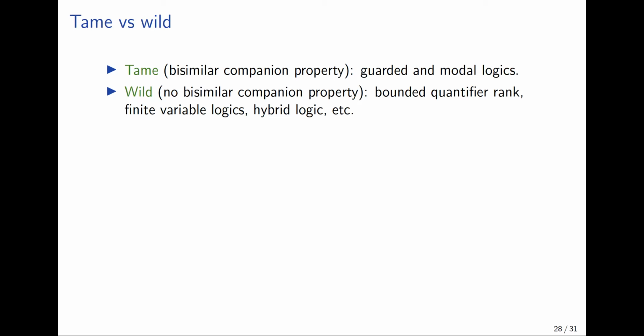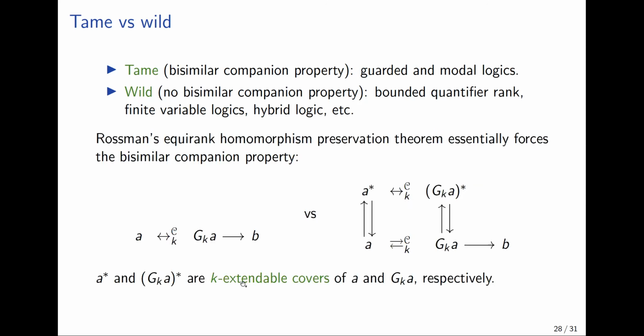So the question is whether you can actually force it somehow. And the idea comes from the work of Rossman. So this picture here is when you do have the bisimilar companion property, because then you can put this K bisimilarity relation in here, and you can conclude very easily that if A is in the subcategory D, then so is B. If you don't have K bisimilarity here, we can always put a K homomorphism equivalence here. You have K homomorphisms in both directions.